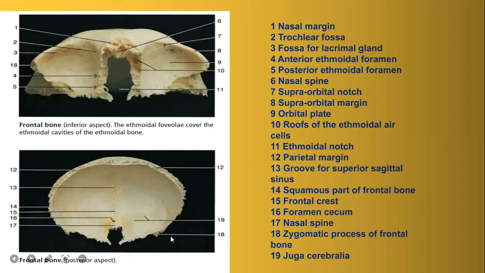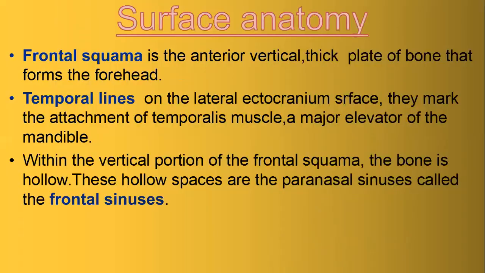18 is the zygomatic process of the frontal bone. I said it maybe I did confuse it a little bit. And then finally, 19 is the juga cerebralia. So each and every part of the frontal bone has its specific function, or it demonstrates something which is of vital importance to the cranium or otherwise the bone itself, right?